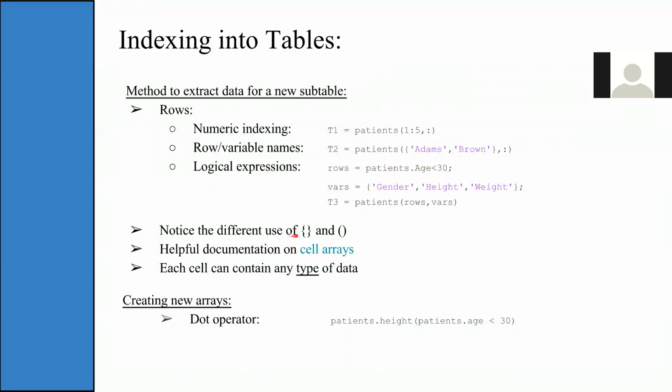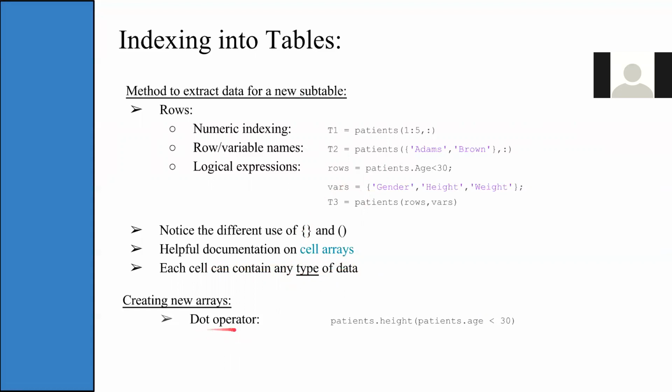So again, curly braces versus parentheses. There's another link to cell arrays. A cell array can contain any type of data. So that's why they're a little bit more useful for things like this.